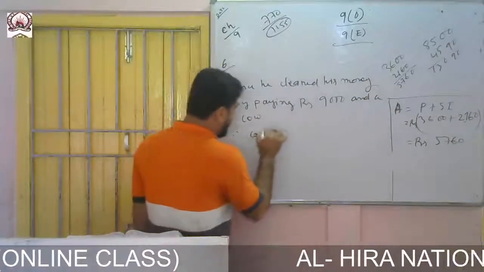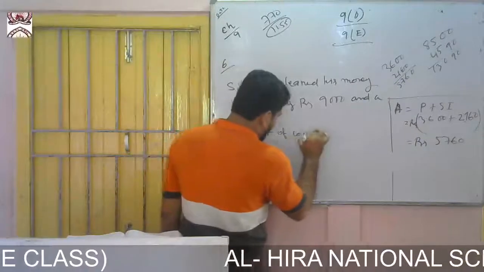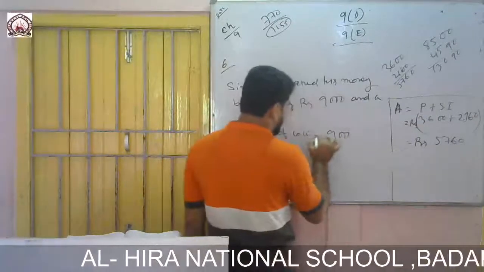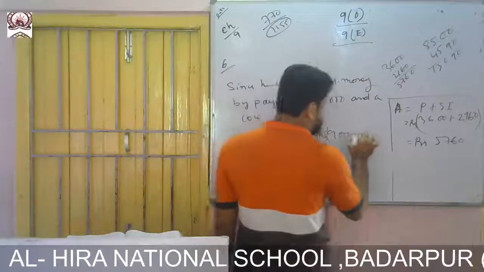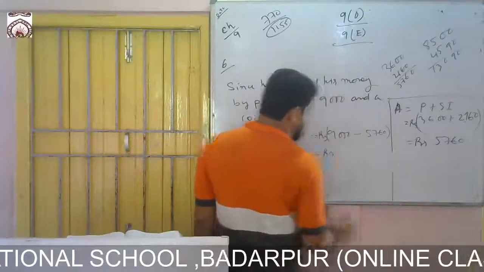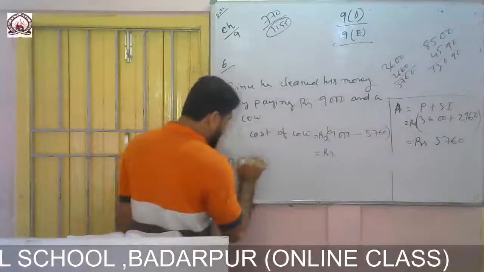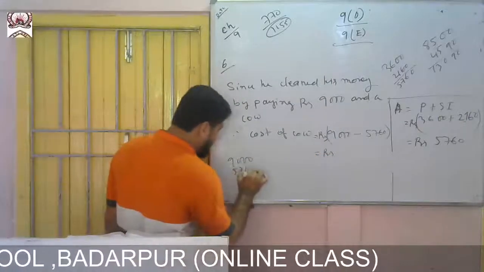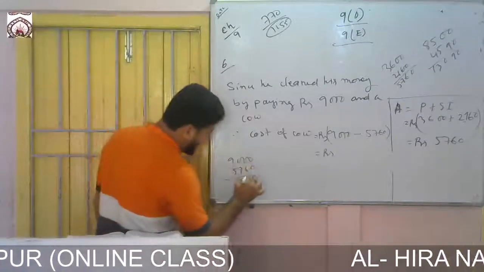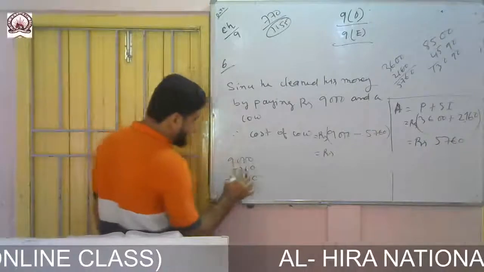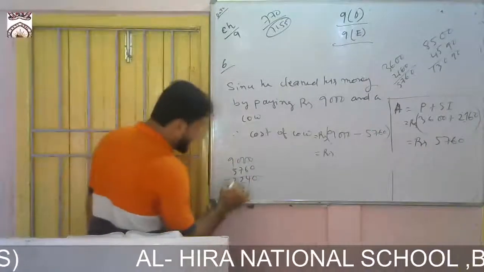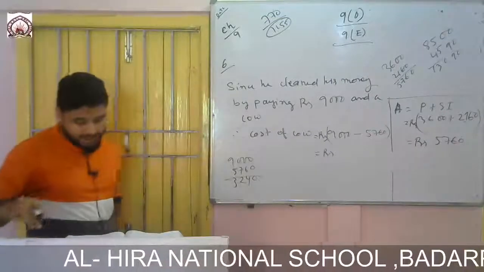Therefore, cost of cow will be rupees 9,000 minus 5760. You subtract 9,000 minus 5760. 10 minus 6 is 4. 9 minus 7 is 2. 8 minus 5 is 3.